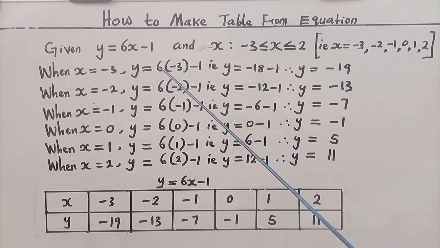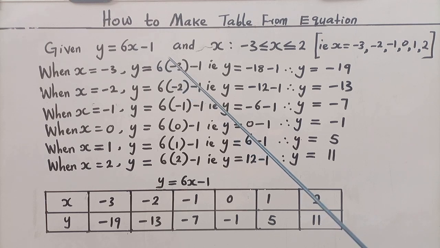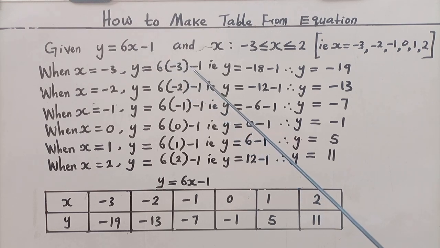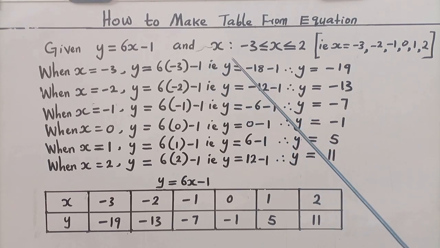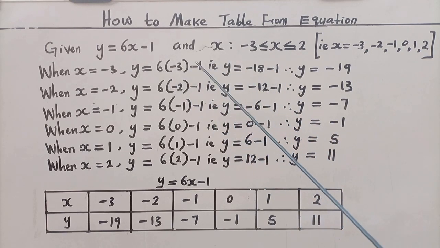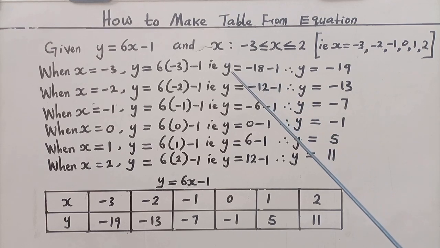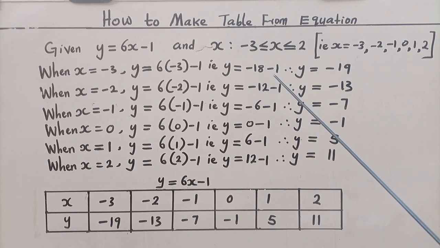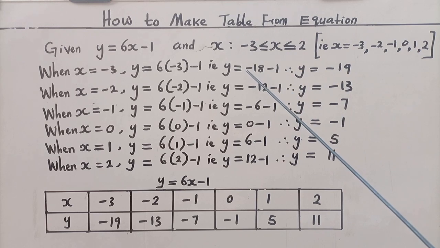Y is equal to 6. This is 6. Then this x is this minus 3. Minus 1 is still there. Now carry out this operation and tell the answer. 6 times minus 3 is minus 18. Minus 1 had been there before. So what you have here has now become what you have at this point. Therefore, y is equal to minus 18 minus 1. What's the answer? Y is equal to minus 19. I hope you know how this became minus 19. If you don't know, go back to the principles of mathematical operations, which I taught earlier. Therefore, you know why this became this.